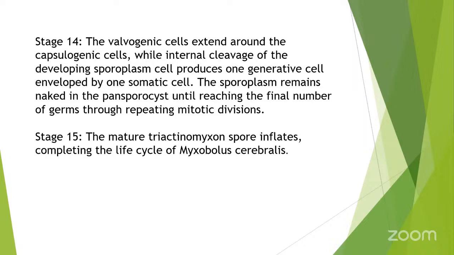Then next stage is the valvogenic cells extend around the capsulogenic cells, while internal cleavage of the developing sporoplasm cell produces one generative cell enveloped by one somatic cell. The sporoplasm remains naked in the pansporocyst until reaching the final number of germs through repeating mitotic divisions. Then the mature triactinomyxon spore inflates, completing the life cycle of Myxobolus cerebralis.